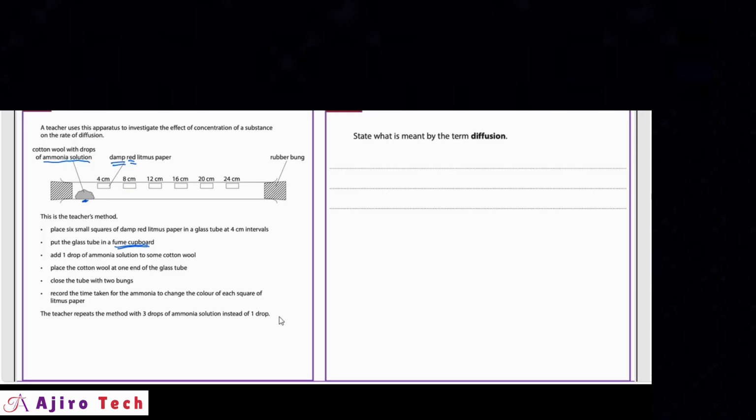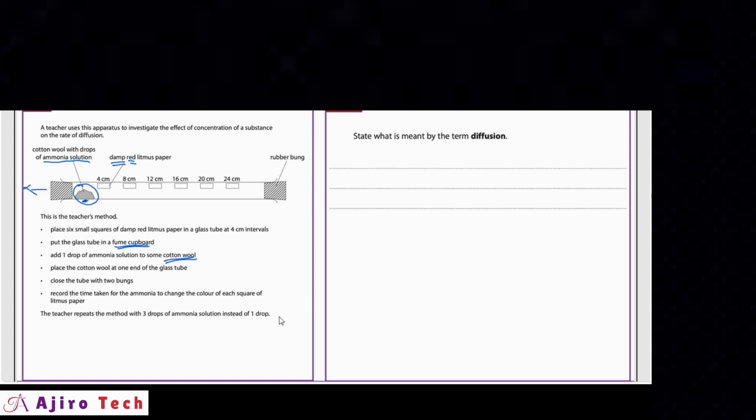Do you understand that? So we cannot just pour ammonia like that in the test tube or put it inside the cover of the test tube. No, we need to use an absorbent material such as cotton wool that will be releasing the ammonia gas gradually. So place the cotton at one end of the glass tube, and you can see this cotton wool at one end.